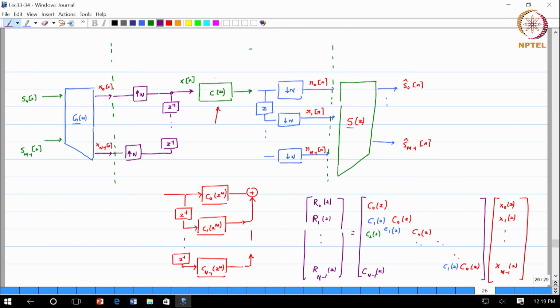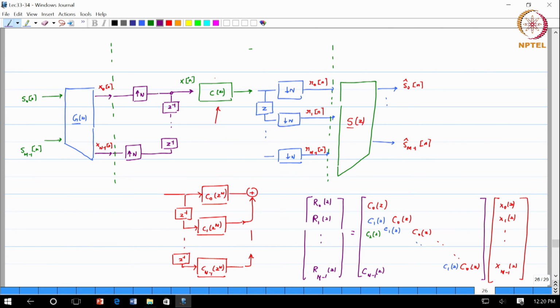Okay. Now, the important question is, what is the transfer function between x1 and R naught? x1 basically enters through one delay element, can pass through any of these branches of C of z, and then R1 is the one with one advance operator, right? No, R naught. So, it has to just go through the downsampler. Okay. So, there is a z inverse. If it goes through any of these branches, it will get killed because of the downsampling.